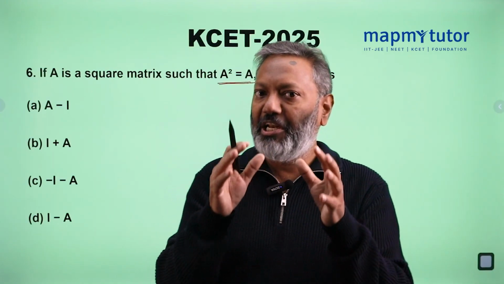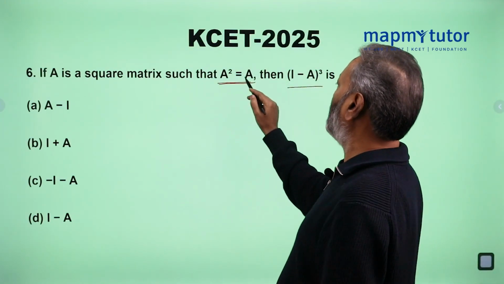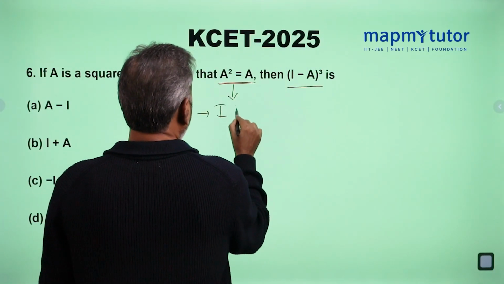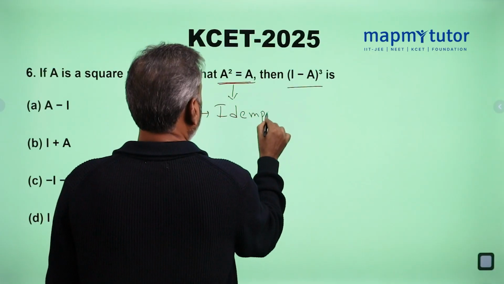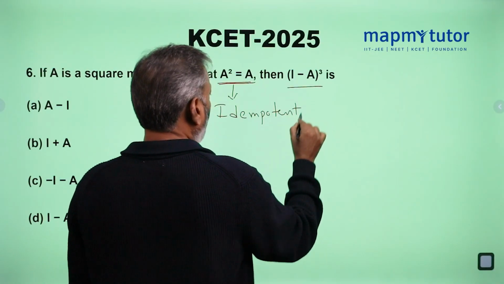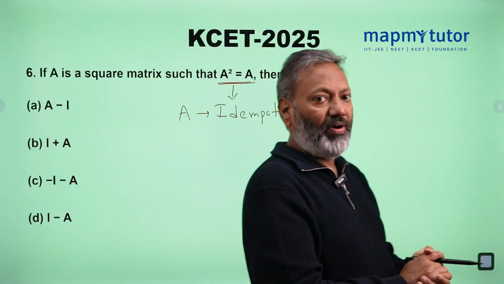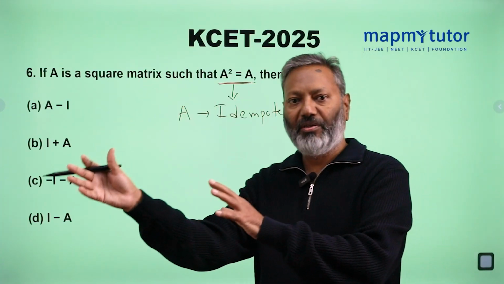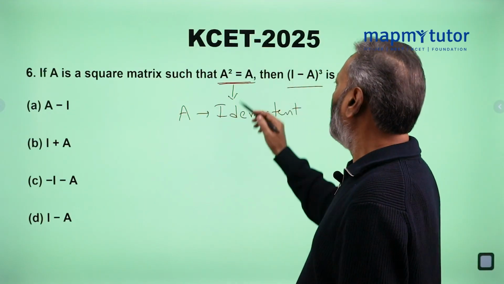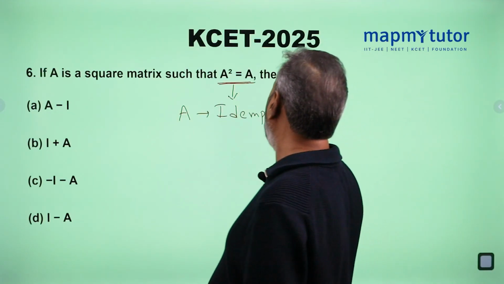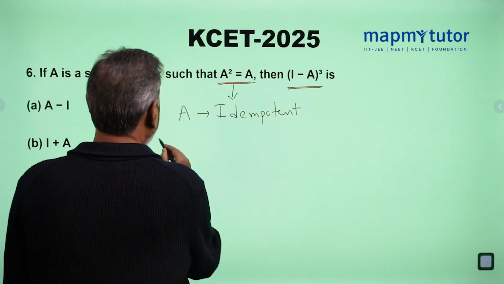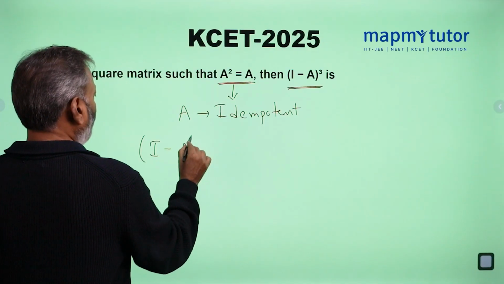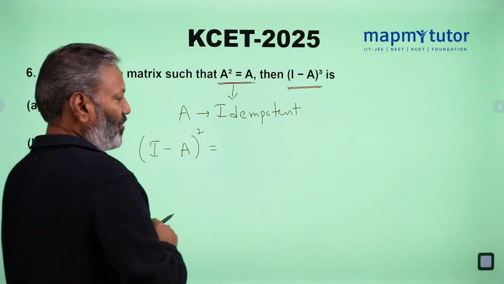And there is a special name. Whenever A satisfies this condition, A is called idempotent matrix. If A square is A, it is called idempotent. Of course, it is not in NCERT, but may be useful for your IIT purpose. Okay. Now, using this condition, I have to evaluate I minus A whole cube. Of course, you know I is identity. But don't attempt I minus A whole cube straight away. It is easy to calculate I minus A whole square.